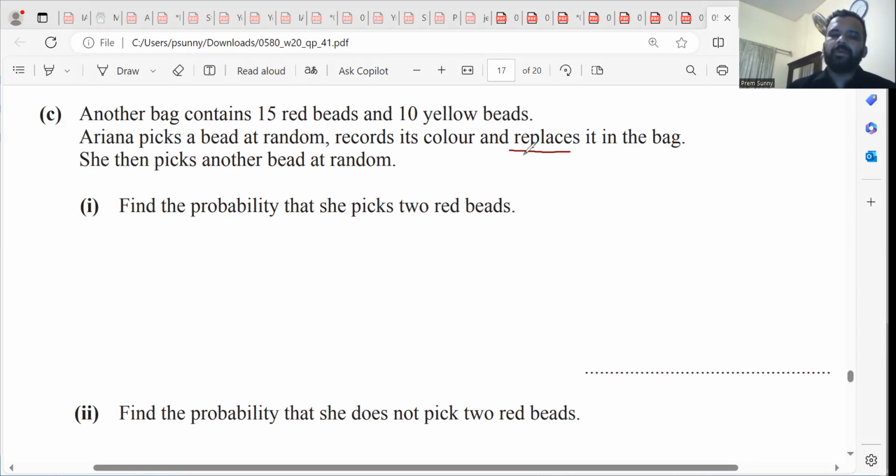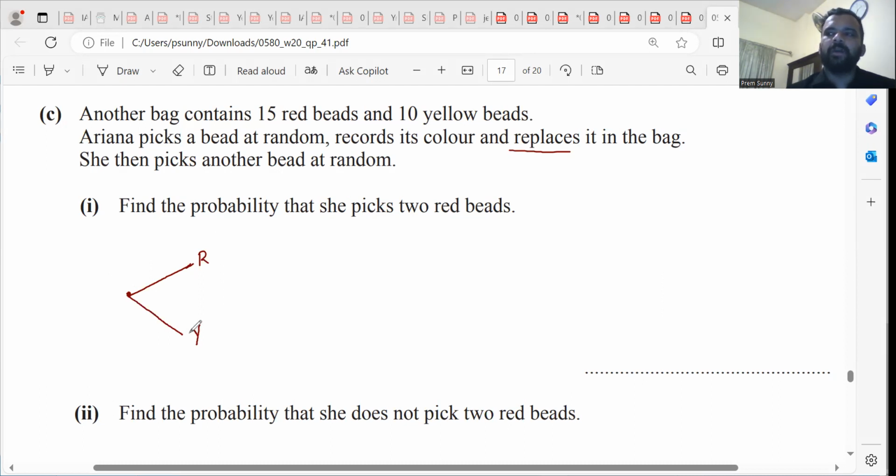So in order to find out the probability, we need to draw the tree diagram here. A tree diagram represents all the possible outcomes. When we draw a tree diagram, we'll be getting all the possible outcomes. So starting with the first attempt, there are 15 red beads and 10 yellow beads. So we have two possibilities. In the first attempt, it can be either a red bead or it can be a yellow bead.